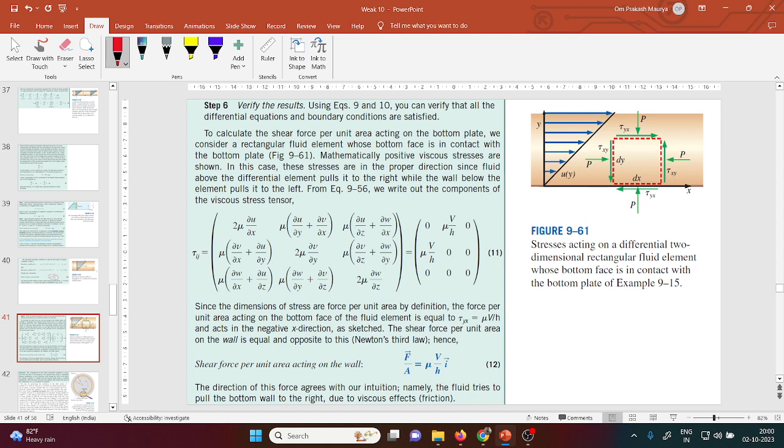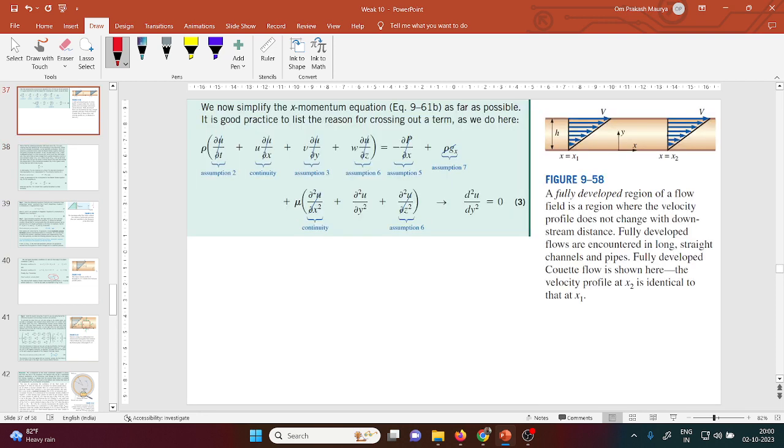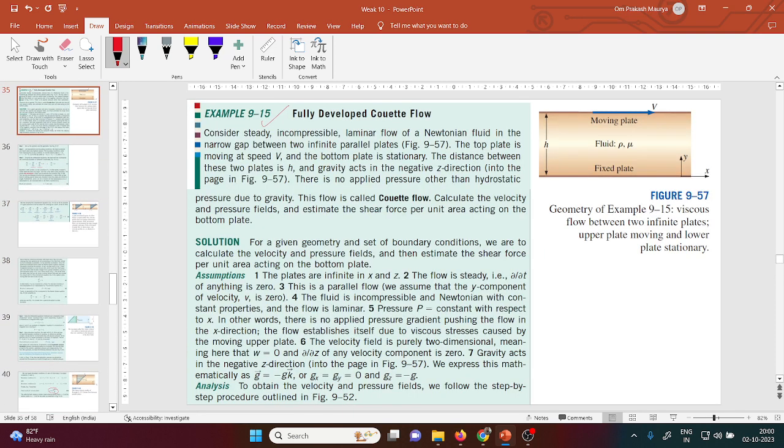Couette flow means viscous flow. Yes. Is Couette flow viscous flow? Yes, viscosity is there.